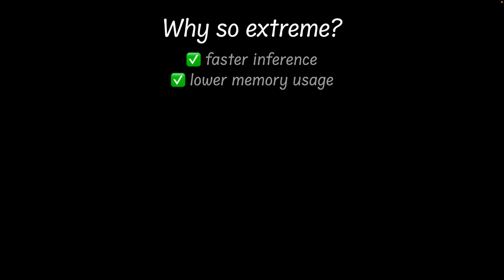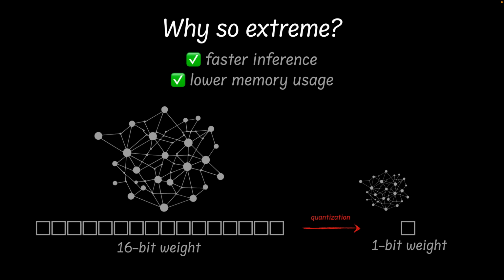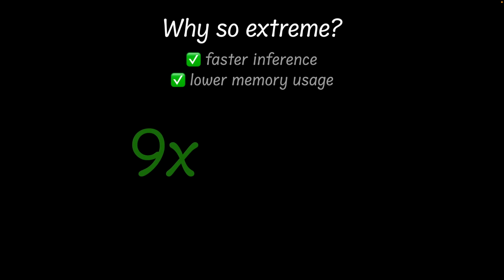So why would we go to such extremes? Well, the motivation is straightforward: faster inference with lower memory usage. When you convert model weights from 16-bit or 8-bit floating point down to a single bit, you get a proportional reduction in memory requirements. And because modern accelerators are bottlenecked by memory bandwidth, fewer gigabytes also means faster inference. And not to mention, the checkpoints are smaller and easier to download.